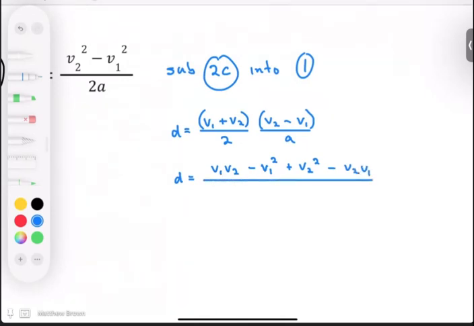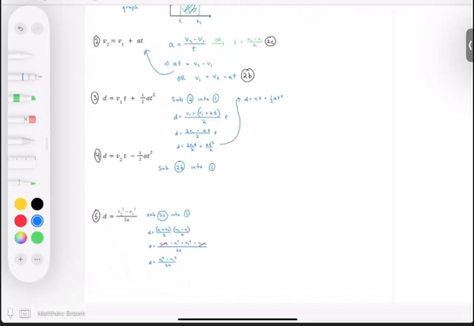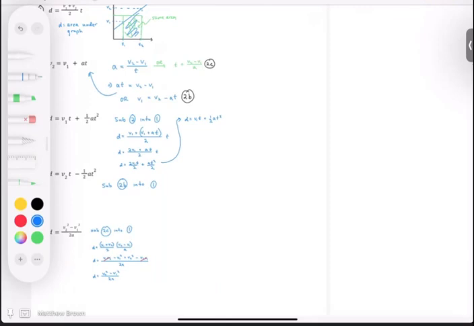all over 2A. Then you'll note that I've got V1 V2 minus V2 V1, which is the same thing. The order doesn't really matter. And that gets us our lovely equation, which is d equals v2 squared minus v1 squared over 2a. And then we ask ourselves, why did we do all this math? Aside from the fact that we enjoy math and it's fun, and we've got 5 different equations now, why do we do all this? What's the point of it?